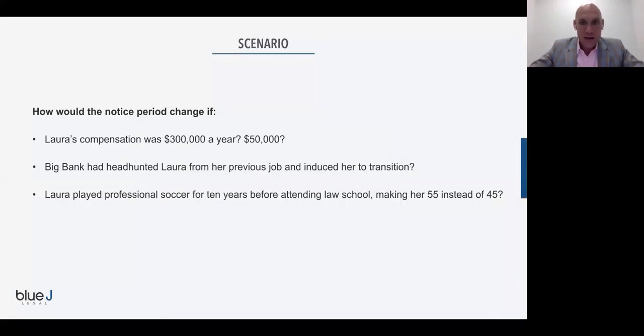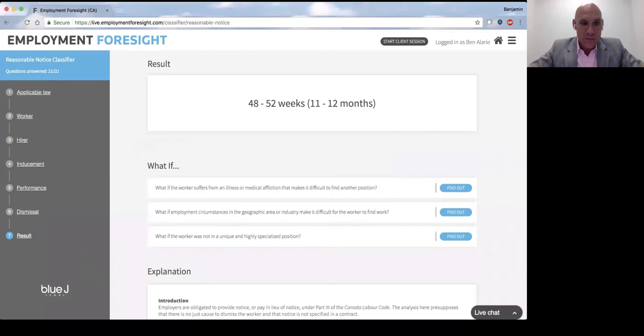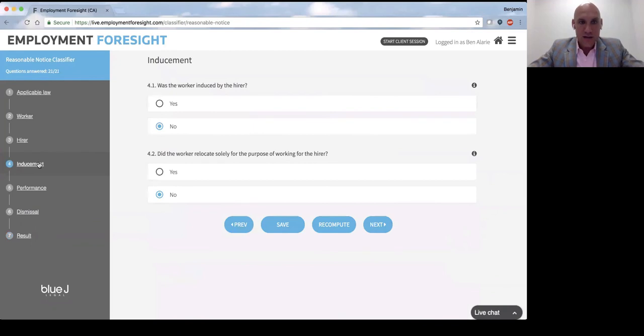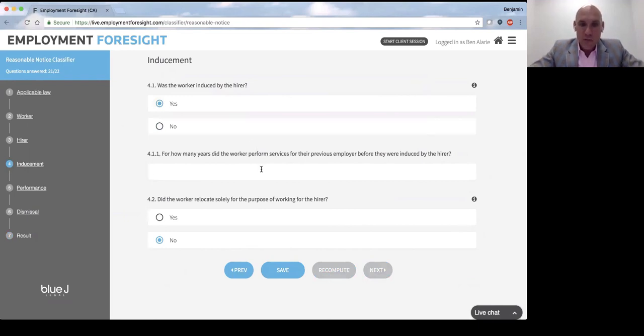Okay, what about inducement? So this is that question about, was Laura headhunted? Let's find out how much that matters. So if Laura was headhunted, so I click on inducement, how is that going to influence the payoff here? Well, for how many years did Laura perform services for her previous employer? For 10 years for the previous employer before she was induced by the hirer. Okay, so that makes sense.